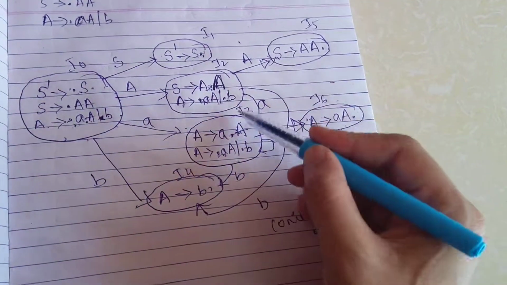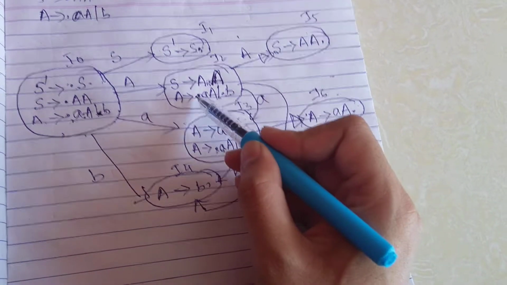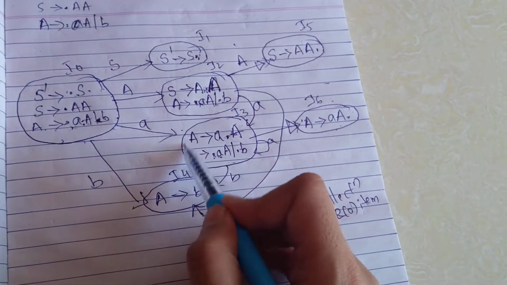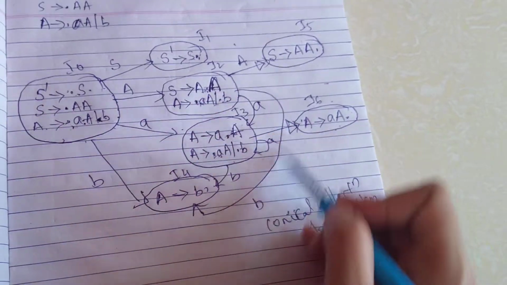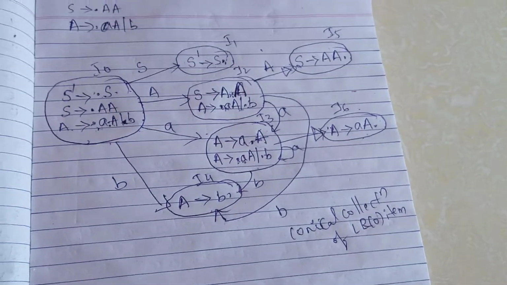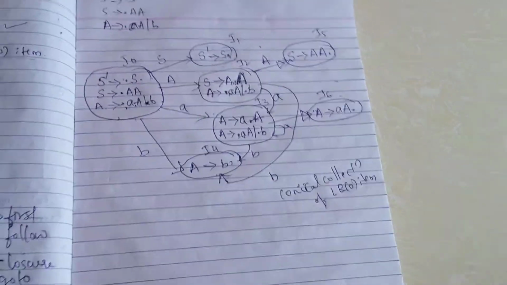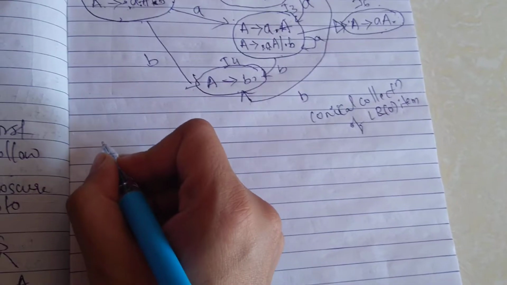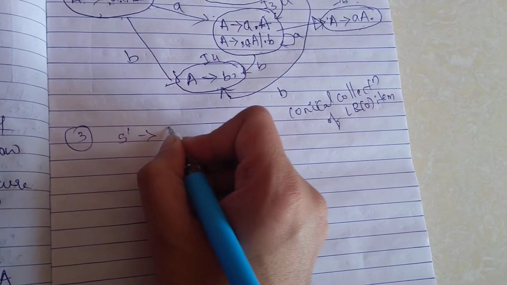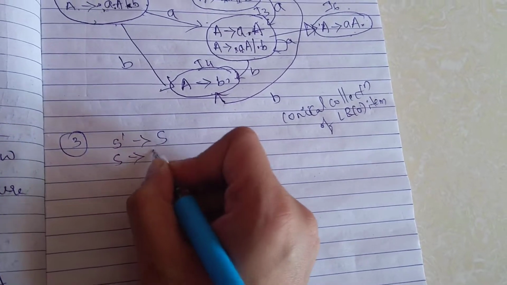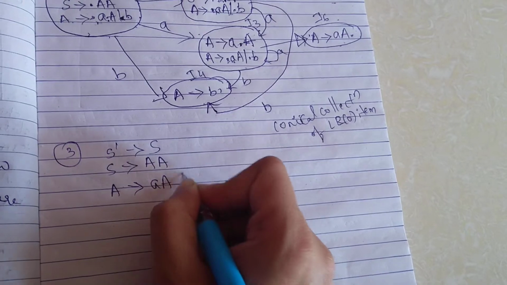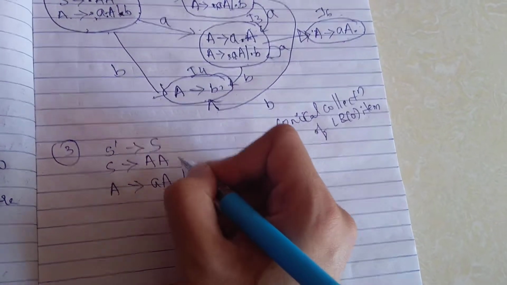Understood this? Why am I giving A here? Dot on A will be what? It will be dot on A. This only, right? The dot on B will come here. Understood this? Now we'll start the third step: number the productions. So numbering the productions means we are having S dash tends to S, then S tends to A, then A tends to a capital A or b. Now I will number the productions.